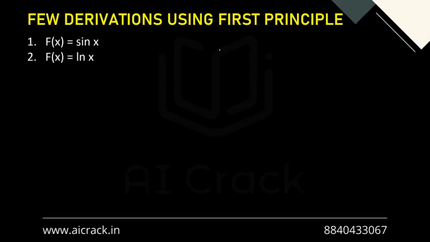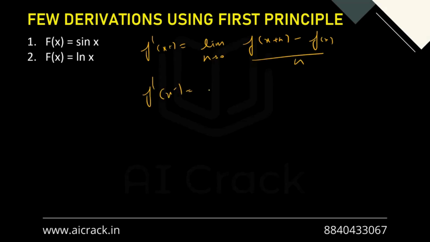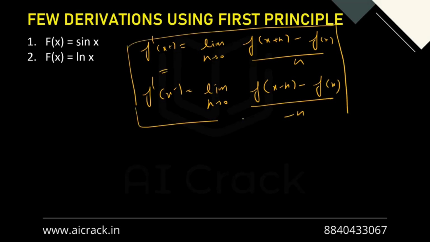Okay. So what is first principle? First principle is f dash x plus, basically the right derivative, that is limit h approaches 0 of f of x plus h minus f x divided by h, right? This is our first principle. And if you want to write f dash x minus, that would be limit h approaches 0 of f of x minus h minus f x divided by minus h, right? So when both of them are actually equal, we say that the derivative exists for that function at a particular point, right?